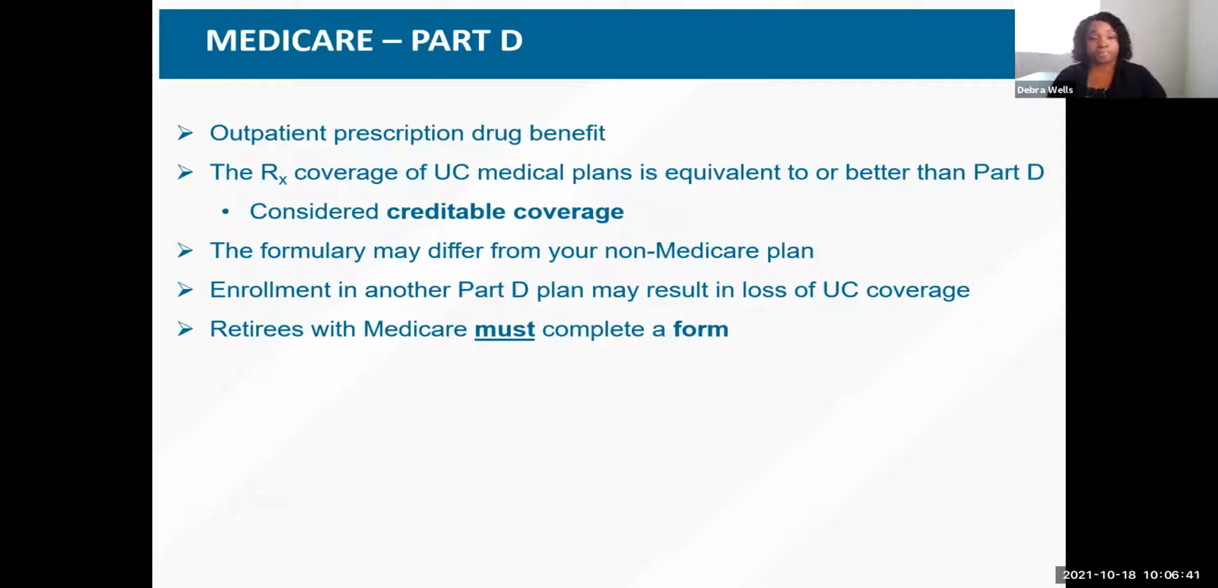I haven't seen it change much where there's a disruption in your prescription drug coverage, but just know that it can change. When you enroll in UC's medical plans, Medicare plans, that includes a prescription drug plan, you cannot enroll in another Part D plan. If you do, it will kick you out of UC's plan. And also when you're aging into Medicare, just know that there's a form that you must complete, and I'm going to go over all of this later on in the presentation.